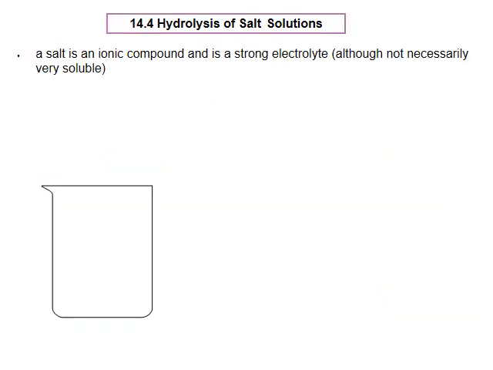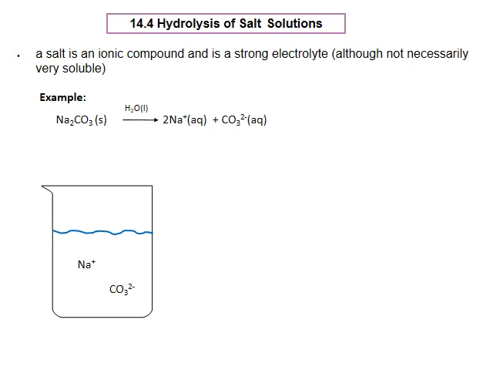A salt is an ionic compound and is a strong electrolyte, although not necessarily very soluble. An example of an ionic compound is sodium carbonate. When sodium carbonate is added to water, it dissolves and dissociates into sodium ions and carbonate ions according to this equation. That means that the sodium ions separate from the carbonate ions in solution. Since sodium carbonate is a strong electrolyte, the reaction is written with a single arrow, indicating that the reaction goes to completion.